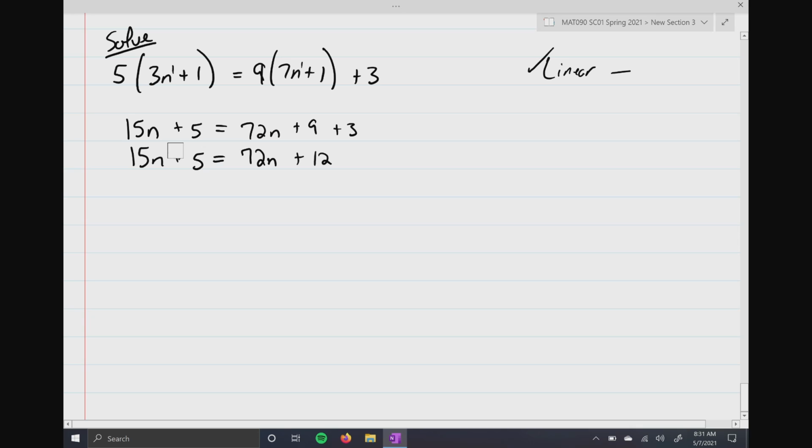So now step 4. Get the variable terms on one side, constant terms on the opposite side. Okay. So I'm going to go ahead and subtract 15n from both sides. So 72 minus 15 is 57n. And now I will get the constant terms on the opposite side. 5 minus 12, negative 7.